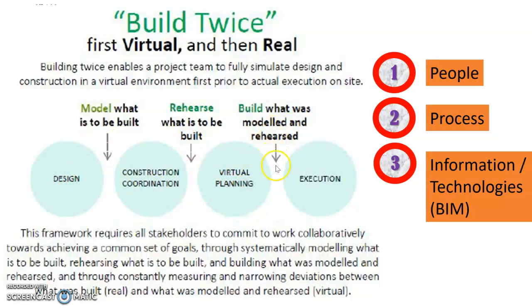Because by the time we come to this particular stage where we are prepared to execute and build in the physical world, we will have already thrashed out all our issues. We already discovered what our problems are, and we would have already come up with a solution that is agreeable by all the different stakeholders. And then when we come to this stage, we basically just execute. So this framework requires all the stakeholders to commit to work very closely with each other. So collaboration is very important to achieve a common set of goals.